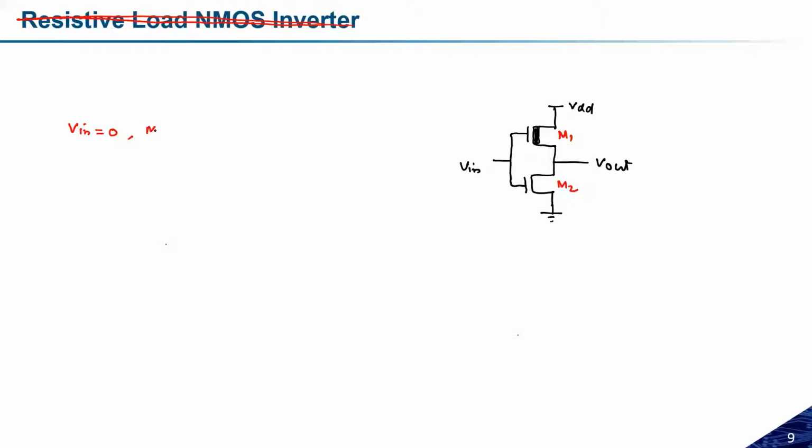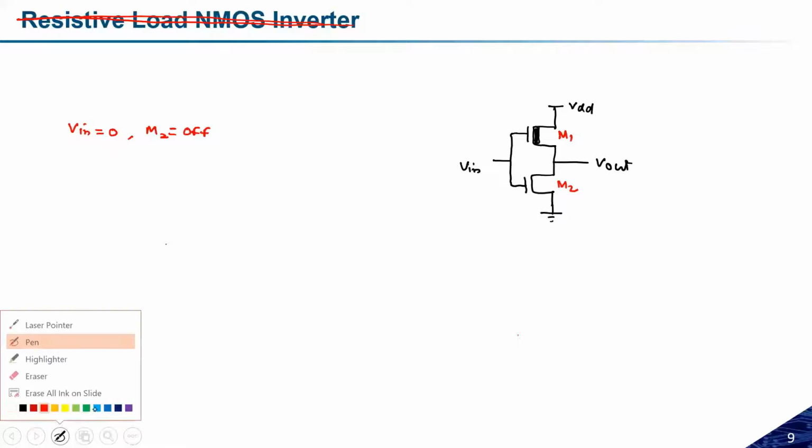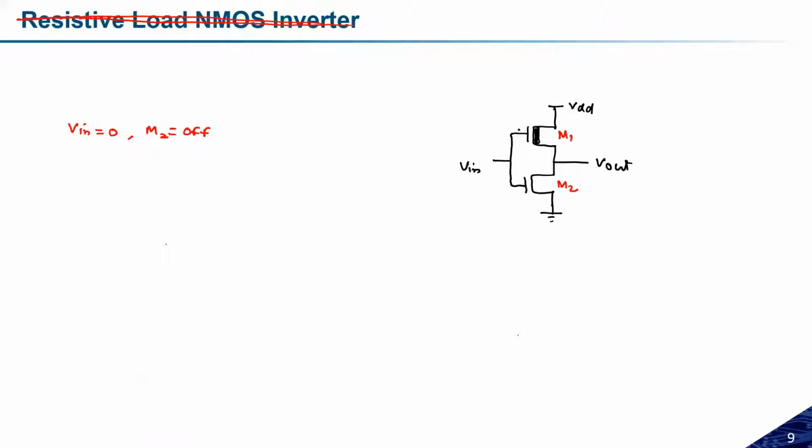This M2 will be in off state. Now let us check the status of M1. This is the gate, this is the drain terminal, and this is the source terminal. Initially I'm also considering that the capacitor is initially discharged. So whatever capacitor we have connected is discharged. So the VGS for M1 is equal to 0.